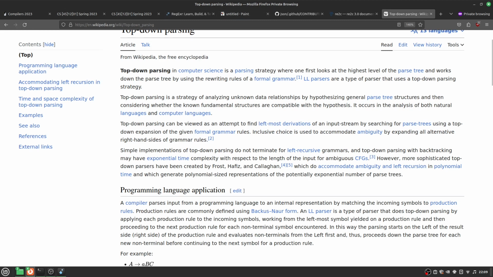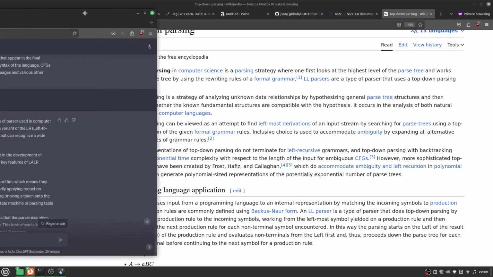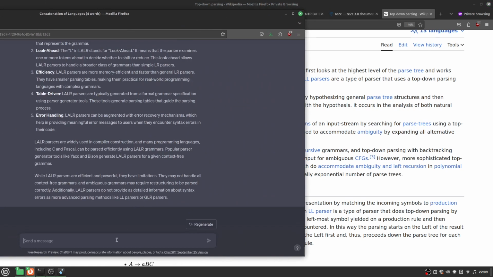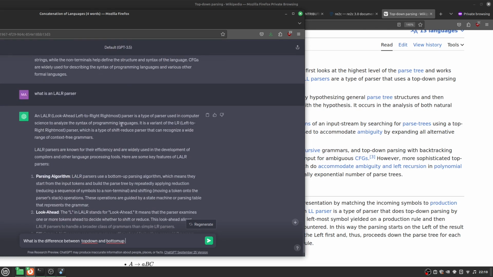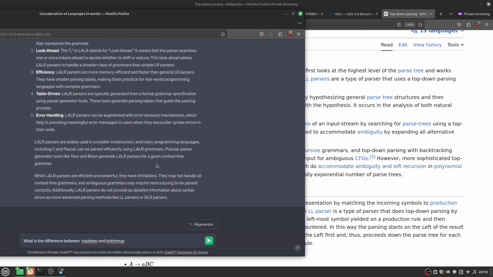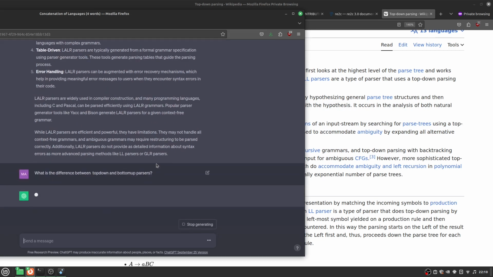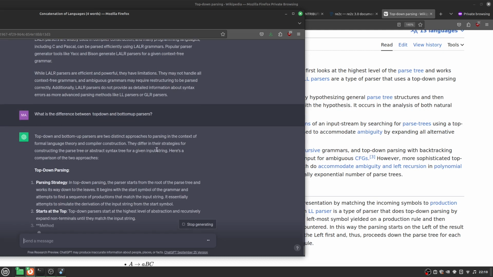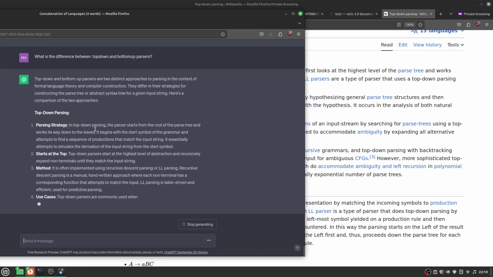Still not clear on what the difference is. I'm going to ask ChatGPT for this. What is... the bottom up, right? Top-down and bottom-up parsers are two distinct approaches. So top down.